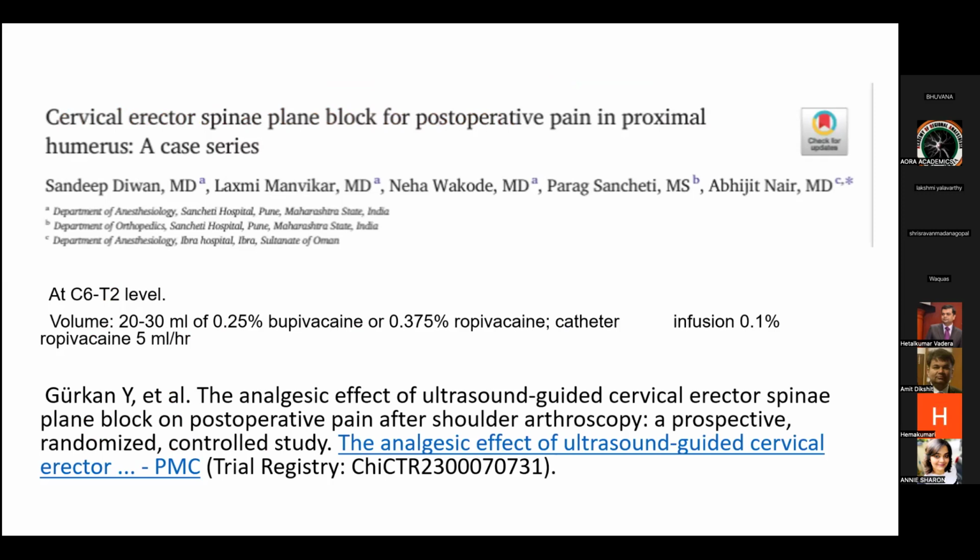It was conducted by Sandeep Diwan sir. Based on the volume, we can go with continuous infusions or with a single injection, 20 to 30 ml of 0.2% bupivacaine, and we can attain post-op analgesia.